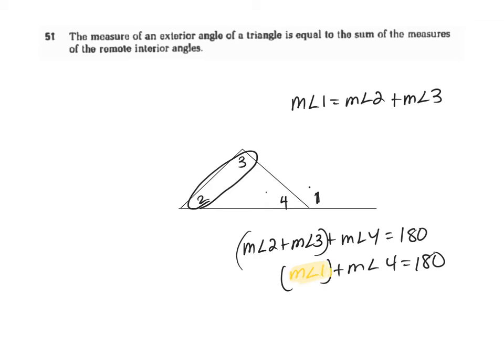The measure of angle 1 has to be the same as the measure of angle 2 and the measure of angle 3 added together. So again, the exterior angle of a triangle is equal to the sum of the remote interior angles. Remote meaning the angle that's not right next to angle 1.